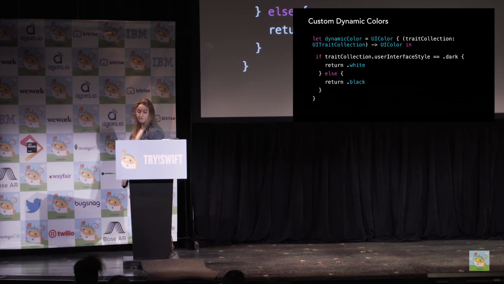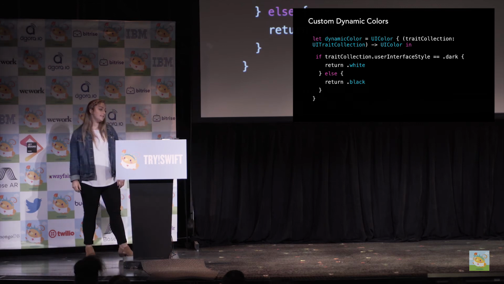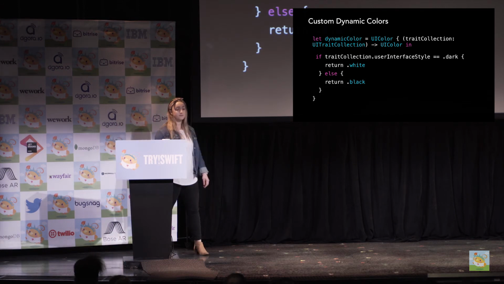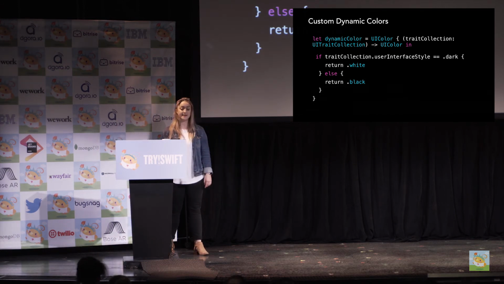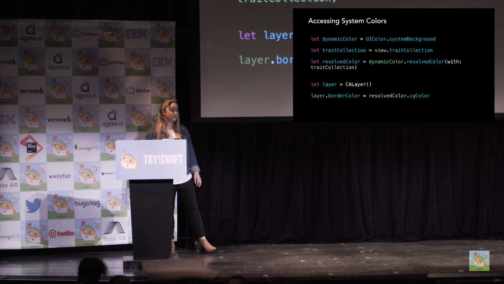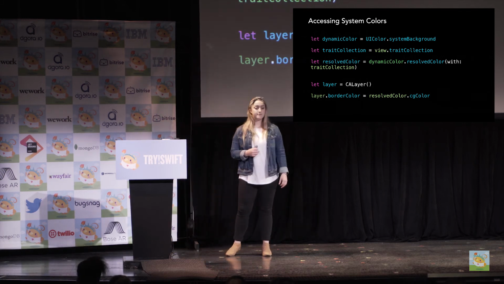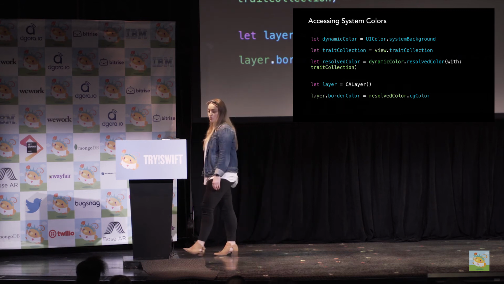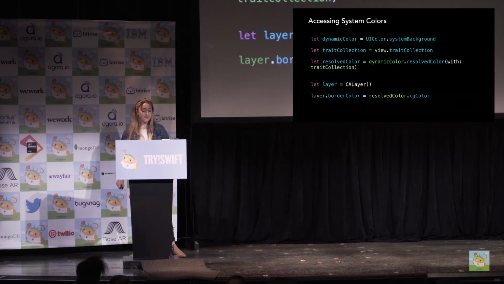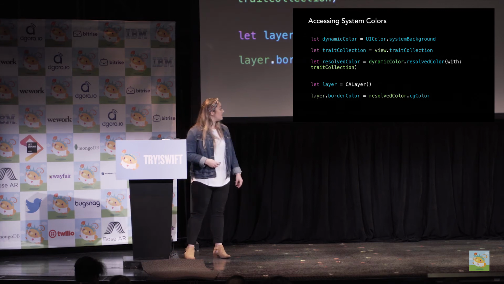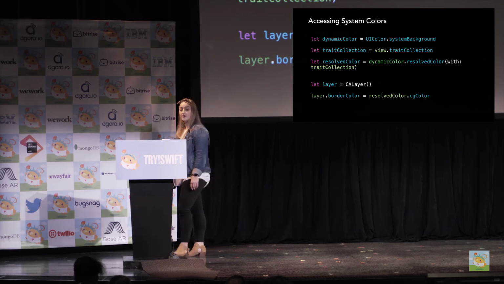Now, there might be instances where you need to access the actual value of your dynamic system color that will be rendered at runtime. You might need to do this when you're setting a CALayer, since CGColors aren't the same as UIColors. With this code, you can use the method called resolvedColor(with:), and that will then give you the actual value that will be returned at runtime, and then you can just convert it to a CGColor as usual.